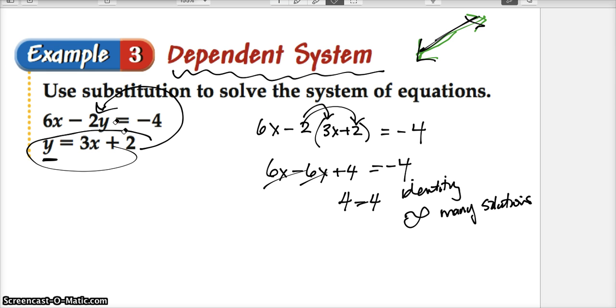So you know you have a dependent system, two lines that are exactly the same, because if you work it out when you tuck one equation into the other and you try to solve, you're going to get an identity. No information, a true statement, but nothing that's going to move you forward. Yes, 4 is equal to 4, but there's not much that I can do with that.